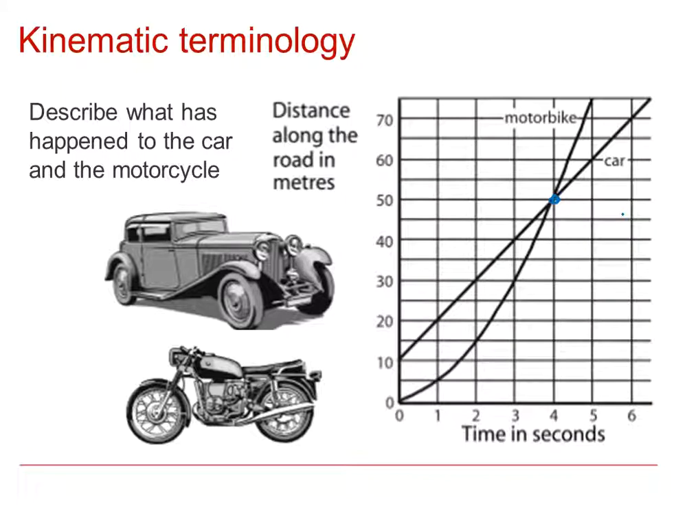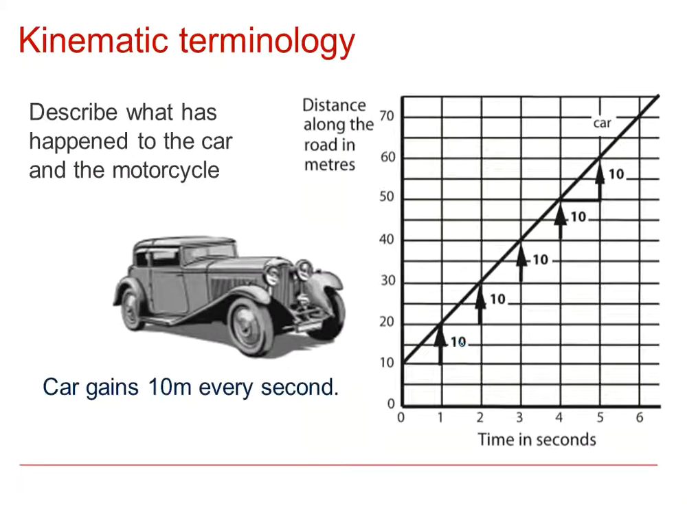But there's also a point when they have the same speed, and it's about 1.5 seconds. The gradient of this distance time graph for the motorcycle is pretty much the same as the gradient of the car. So at about 1.5 seconds they have the same speed. If we break it down into a little bit more detail, I can see that every second the car has gained 10 metres, and that happened every single second. So I can say that the speed of the car is 10 metres per second.